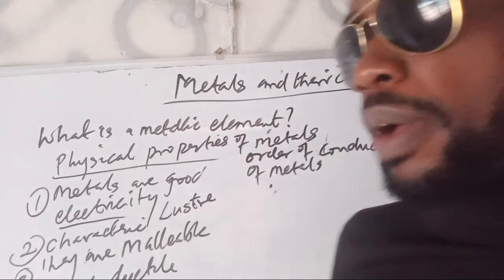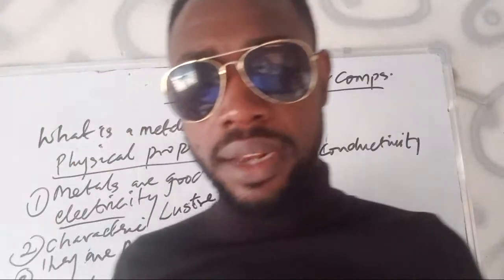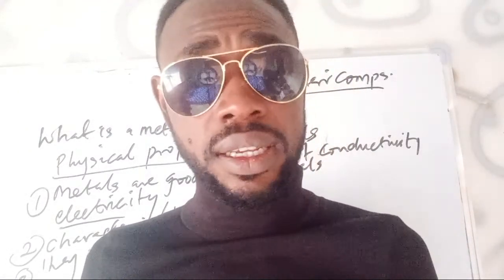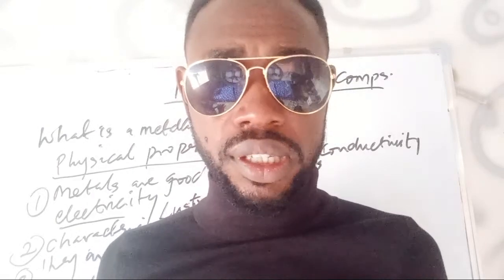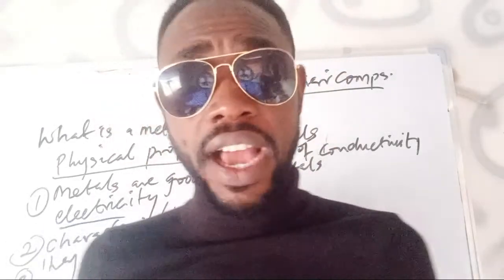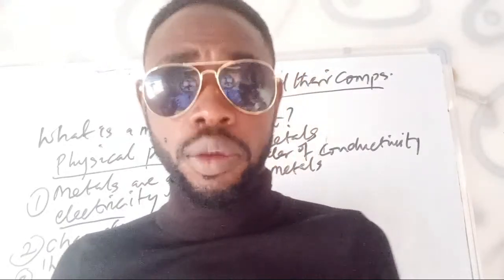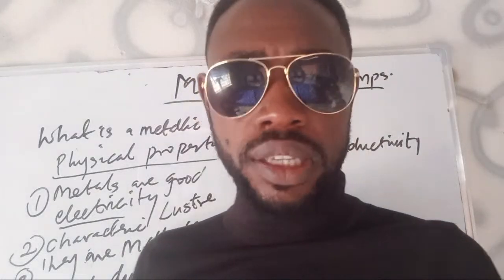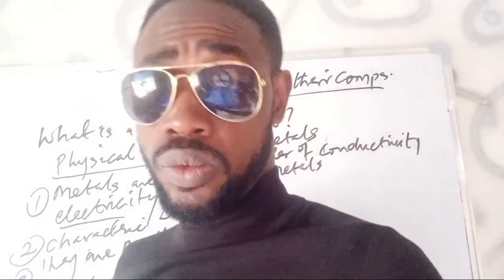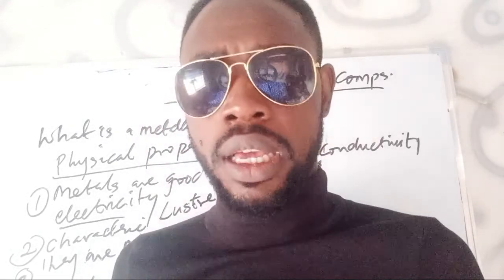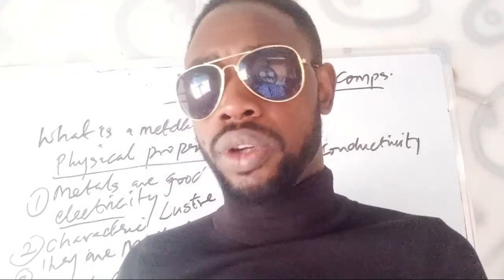Then another thing about metals is that they have relatively high melting points and high boiling points. This is it for metals. Then metals usually form alloys, of course. What is the reason why they have this high melting point and high boiling point? One is because of the strong metallic bond that holds them together.